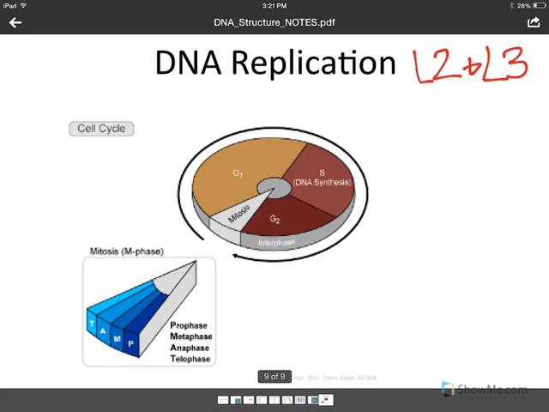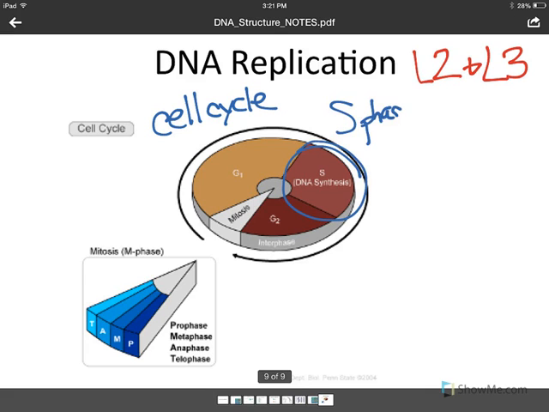So if we do a quick review, you'll recognize this picture here in the center as being the cell cycle. If you recall, DNA is replicated during the S phase of the cell cycle, and the reason it's called the S phase is because it stands for DNA synthesis. To synthesize means to make, create, or to build, and that's exactly what we're going to do.